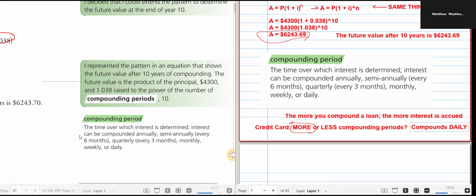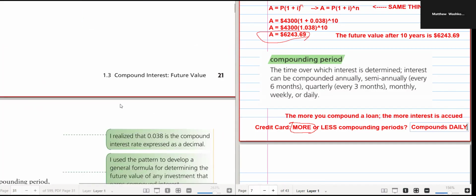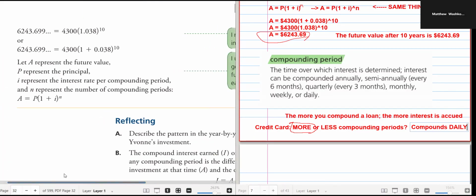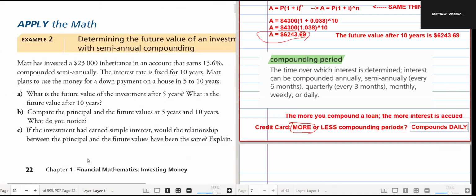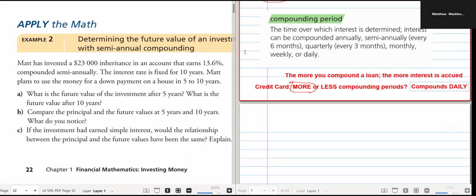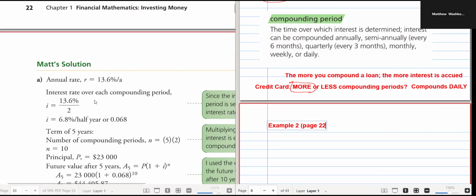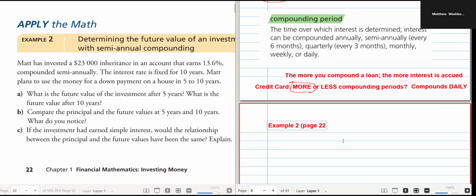So now what we're going to do is, well, what happens if it's more than once a year? What happened if I compound a figure more than once a year? So I'm going to look here now at example 2. Here we go. So on example 2, on page, what is this, 22? Page 22.